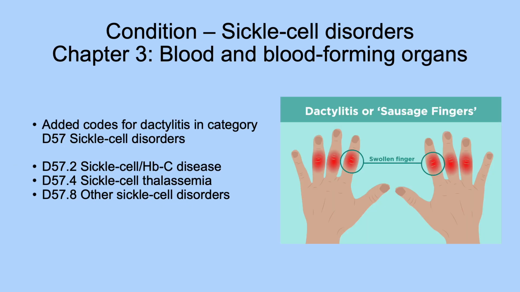Here's an example of an existing code that's expanded to include more information. This is in Chapter 3, blood and blood-forming organs. So the whole category, D57, sickle cell disorders, they added codes throughout this category for dactylitis in D57.2, D57.4, and D57.8. So this is a condition of swollen, painful fingers, a common condition associated with sickle cell.